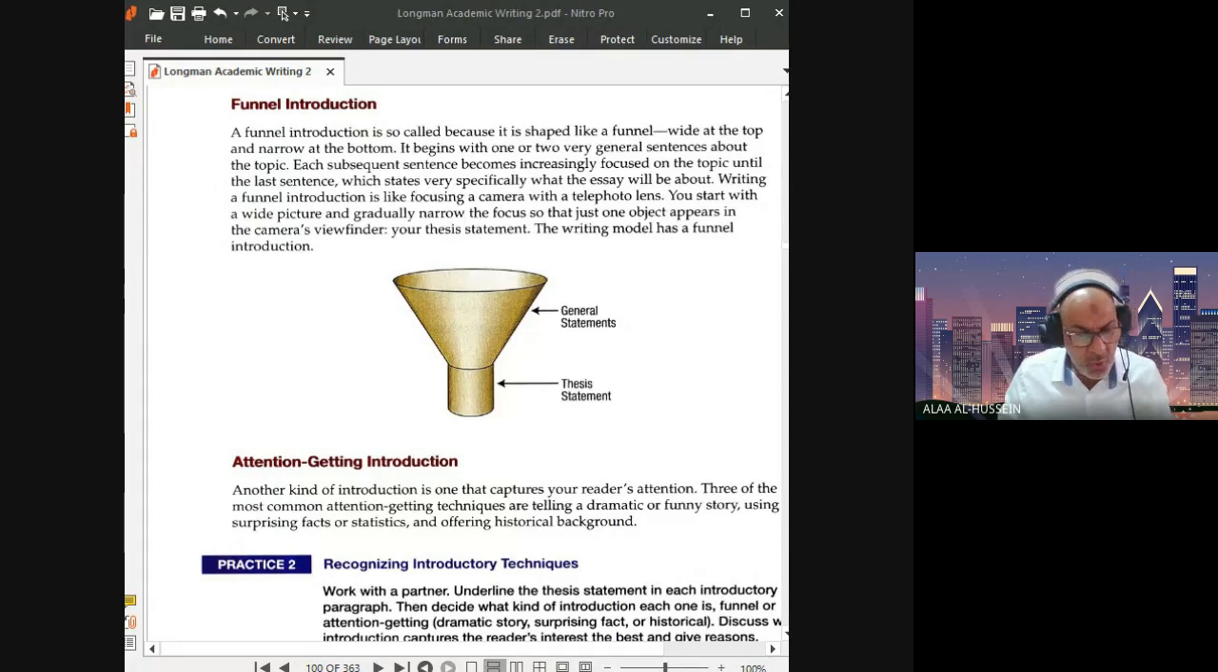ان شاء الله اليوم راح نشرح in more details something related to the structure and the construct of the introductory paragraph. راح نتناول فقط ال introductory paragraph, ما راح نعبر على ال body paragraph في هذه المحاضرة. كذلك المحاضرة المقبلة راح نركز فقط على ال introductory paragraph.